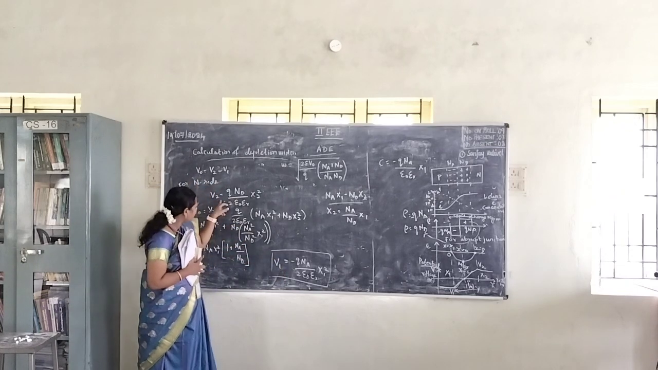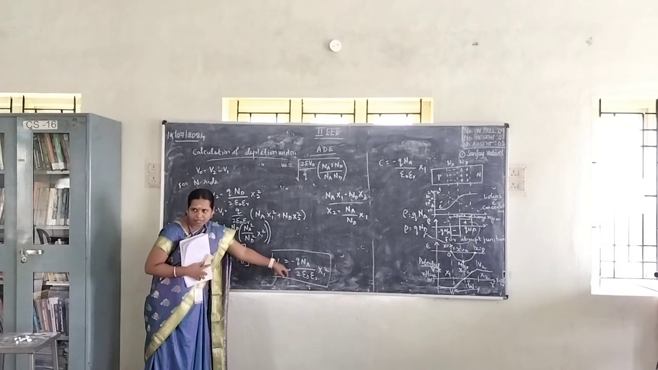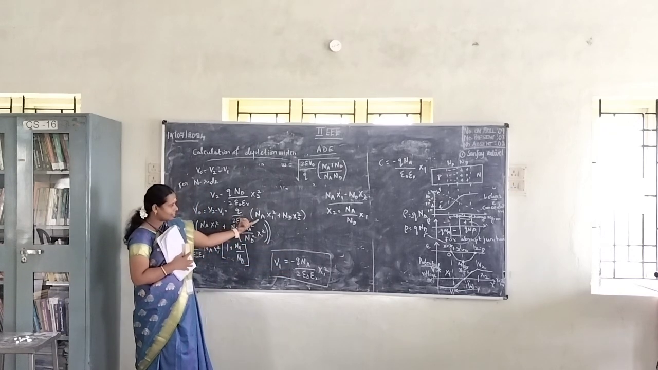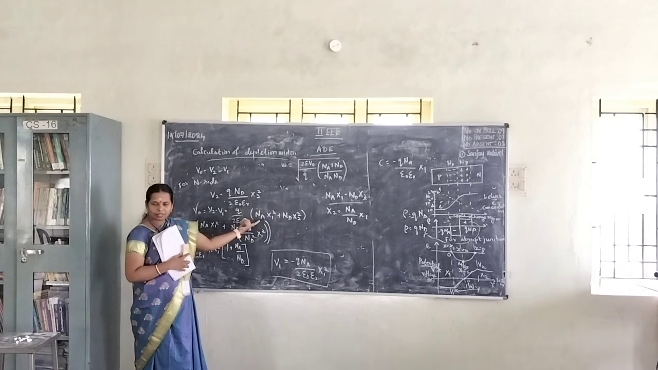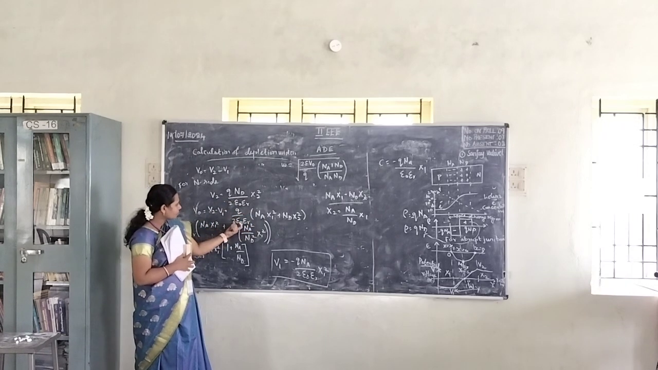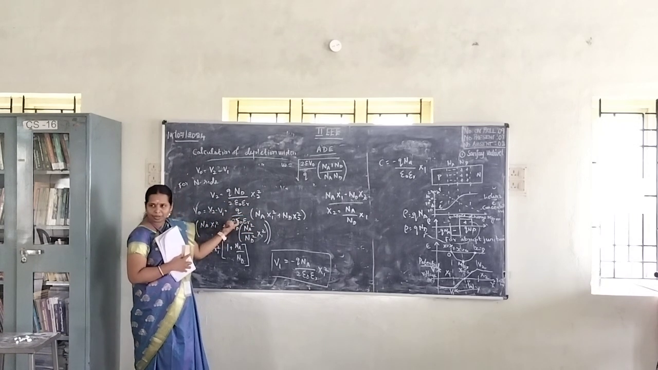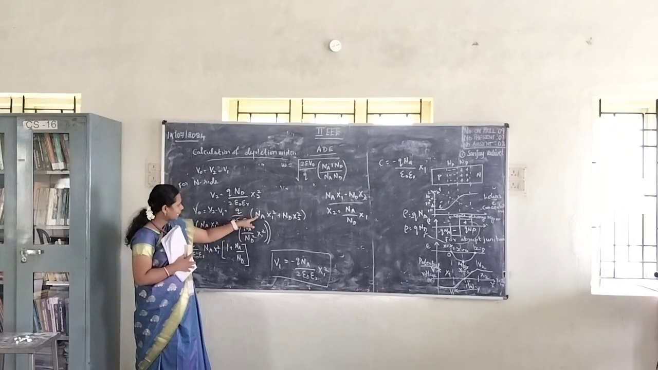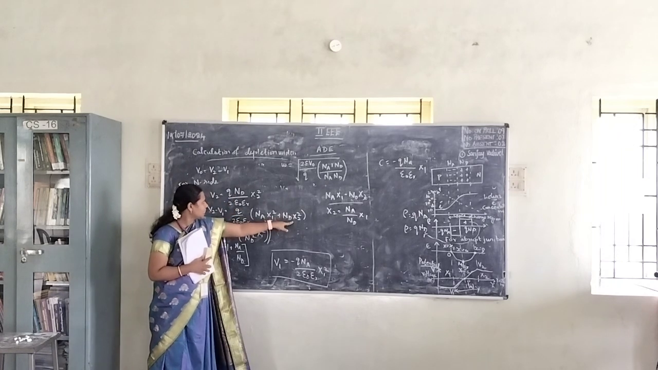V2 minus V1, the sign will be minus, subtract. So the common term is q over 2 epsilon naught epsilon r. So the remaining terms are N_a into x1 squared plus N_d into x2 squared.